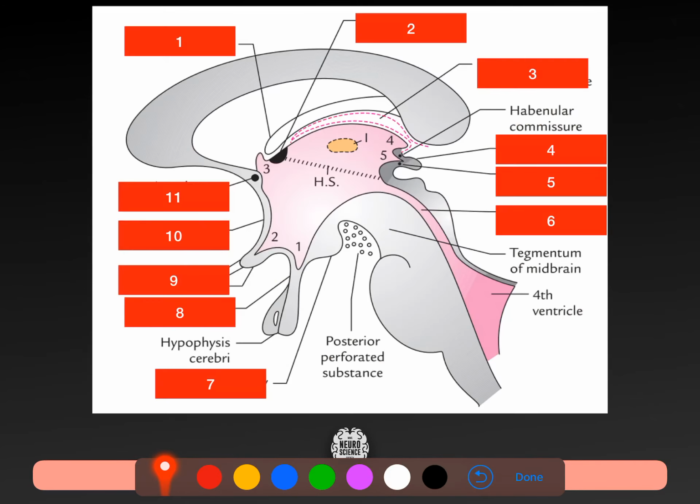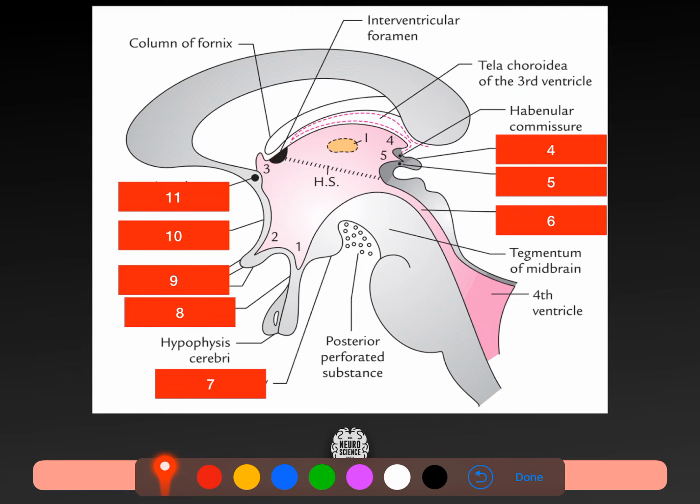And here's a few more structures, so pause the video and see how many of these you can figure out. So we have the fornix here. This region is called the column of the fornix. This region here is the interventricular foramina of Monro, which connects the 2 ventricles and sort of studs the midline, if you will. You have the tela choroidea of the 3rd ventricle here, which is sort of like a choroid plexus-like structure.